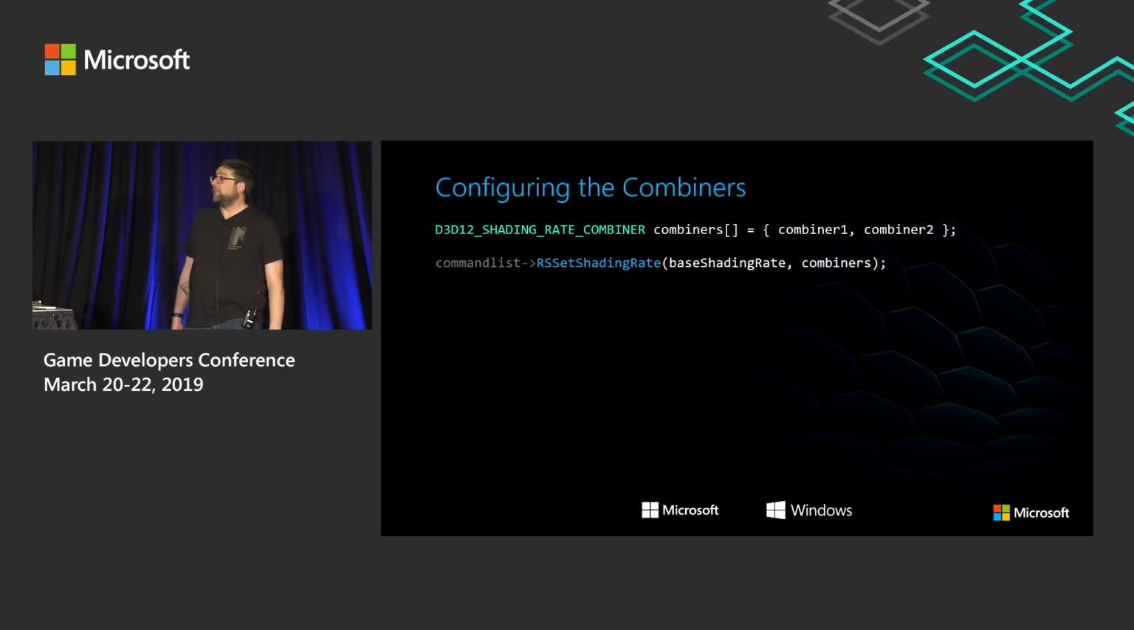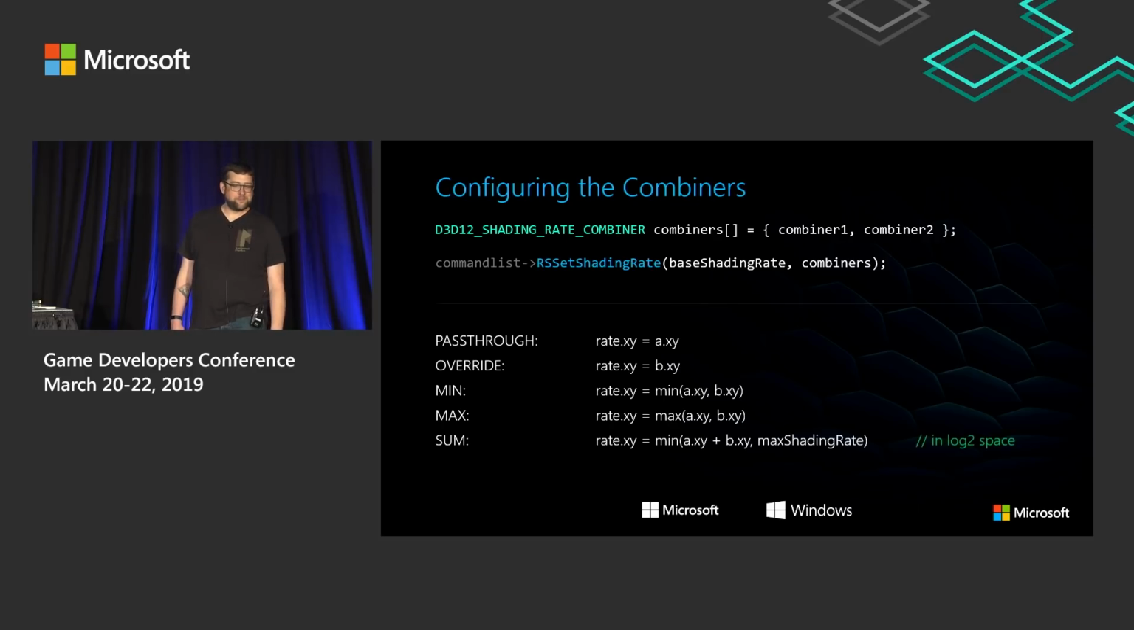The combiners are set using the API RSSetShadingRate. The same thing that sets the base shading rate can also take an array of these two combiner values. And there are a set of options for these. You can just pick either one of the two inputs and throw away the other using pass-through or override mode. You can take a min, or you can take a max, or you can add the two rates. The important thing to note is these min, max, and add operations are operating on the 2-bit packed format, not just on the numerical value of the enum, because that would not be terribly useful.